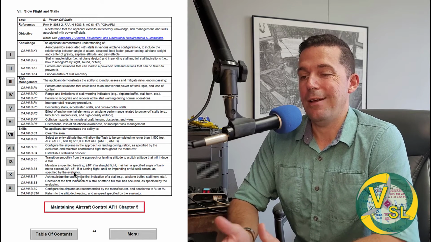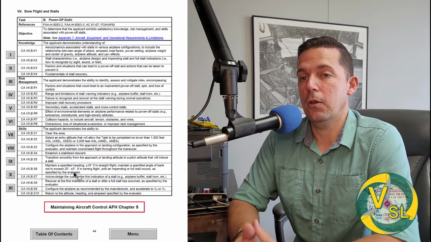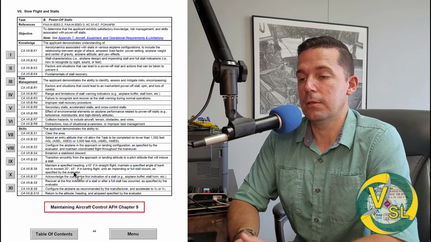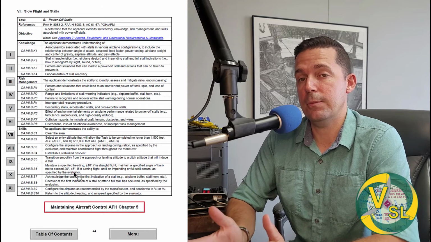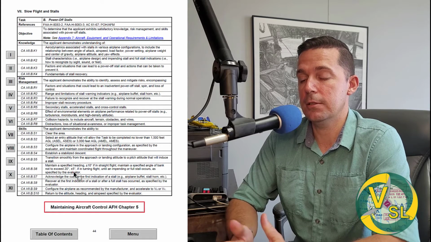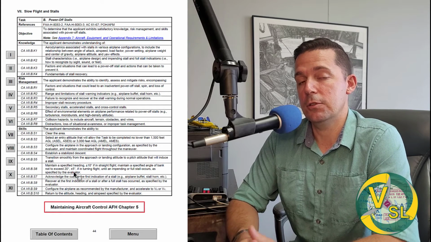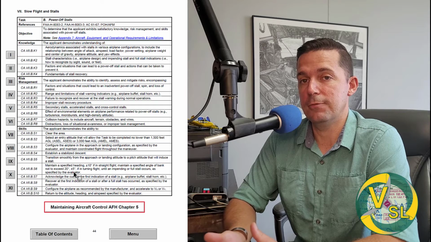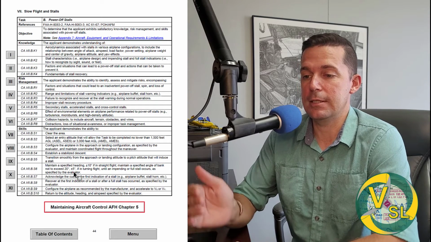So, power off stalls. I really wish we could change the name of this and call this the landing stall. I would like to call all the stalls traffic pattern stalls, so TP stalls. Power off stalls are just your landing stalls. So you're going to configure the airplane for landing. You're even going to establish a descent.